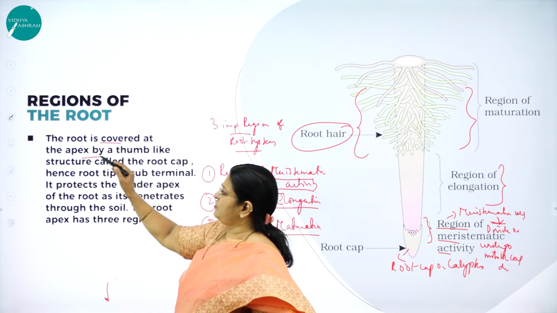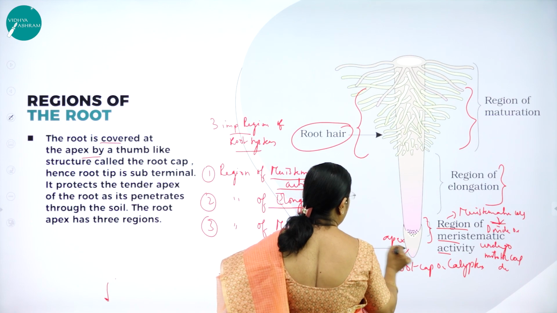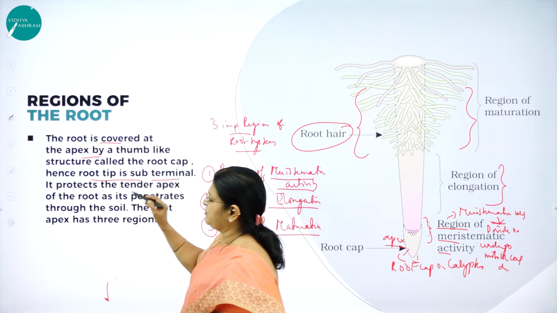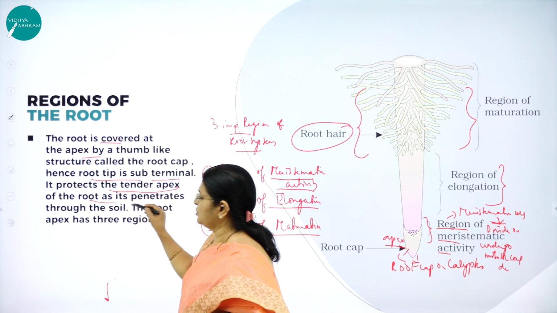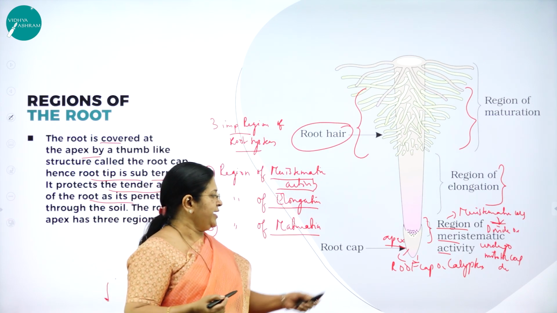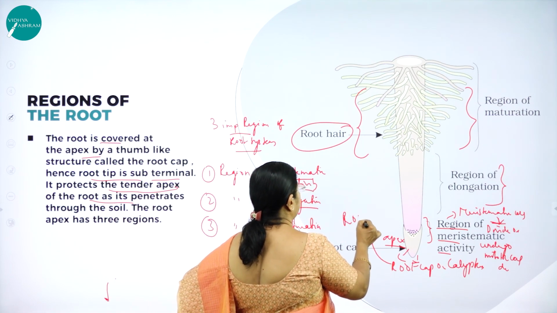So the root is covered at the apex. This is the tip, apex, and this apex is called as what? Root cap. Hence root tip is subterminal. It protects the tender apex of the root. Why is there a root cap? Like how we wear a cap to protect our head, in a similar way, this root cap protects the root tip.